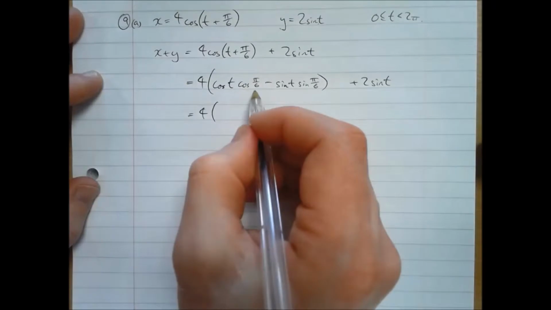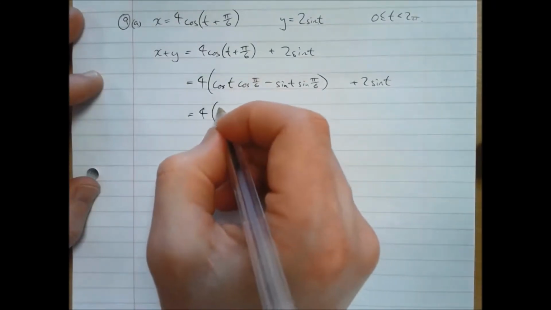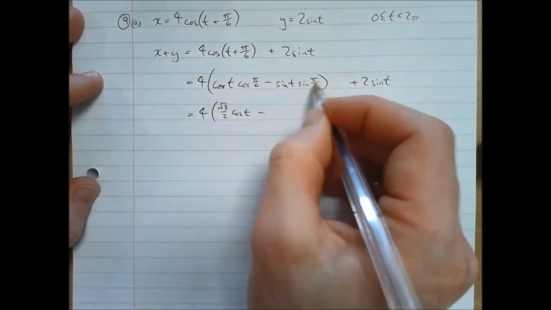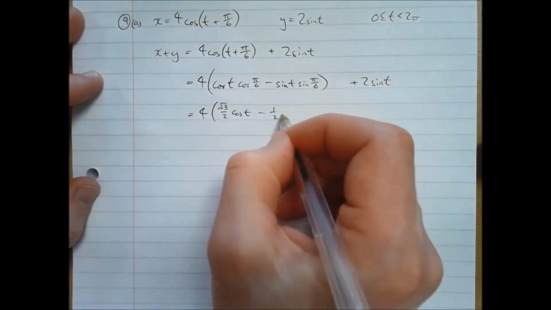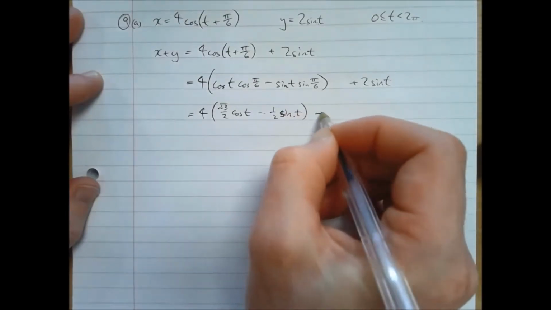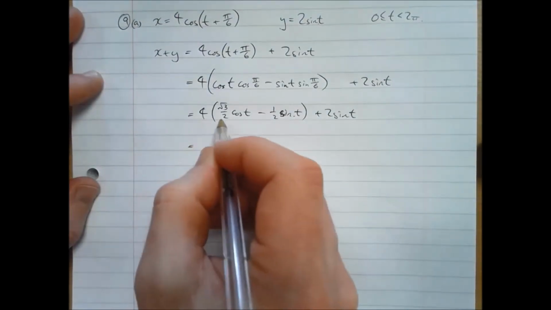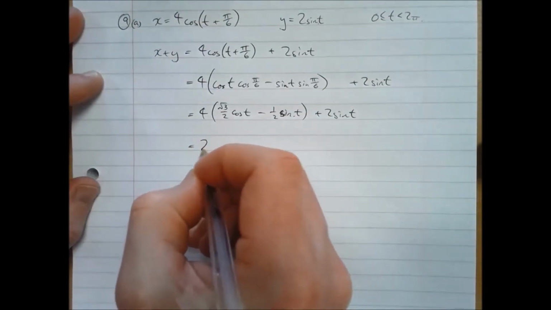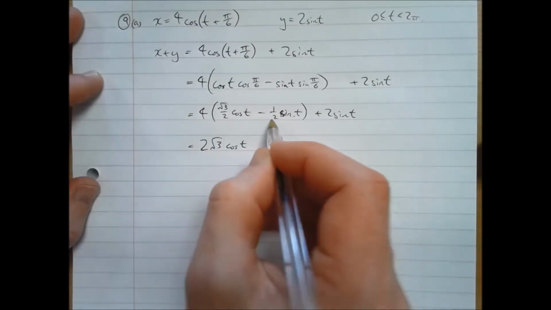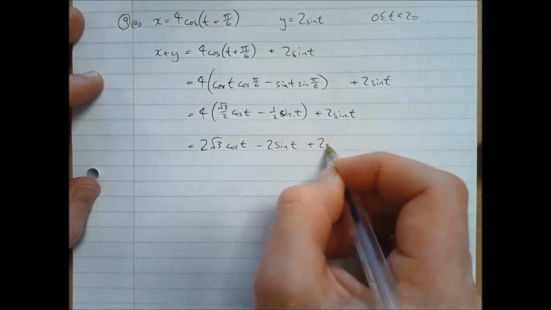Okay, cos of pi over 6, you can tap that in the calculator if you need to, but that's root 3 over 2. Sine of pi over 6, again, tap it in your calculator if you need to, but that's a half, sine t. Expand the brackets. 4 times root 3 over 2, that's going to be 2 root 3 cos t. 4 times a half is clearly 2. Copy down the plus 2 sine t.